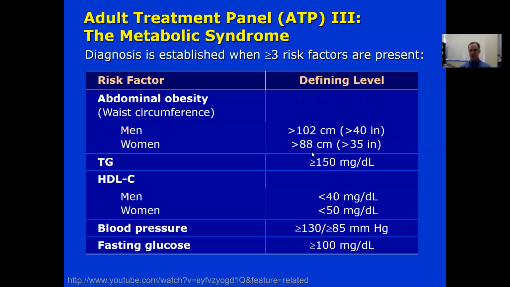All right, now we're going to watch a video that gives an overview of the metabolic syndrome and a little bit of discussion, and then we'll move on and talk a little bit more about the risk factors. All right, so this is a video over the metabolic syndrome.